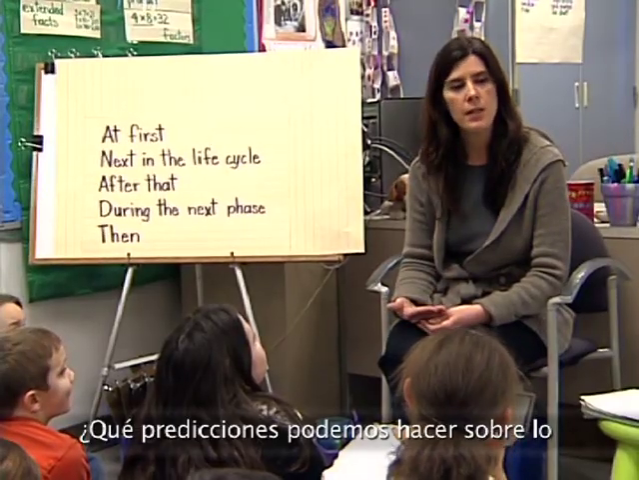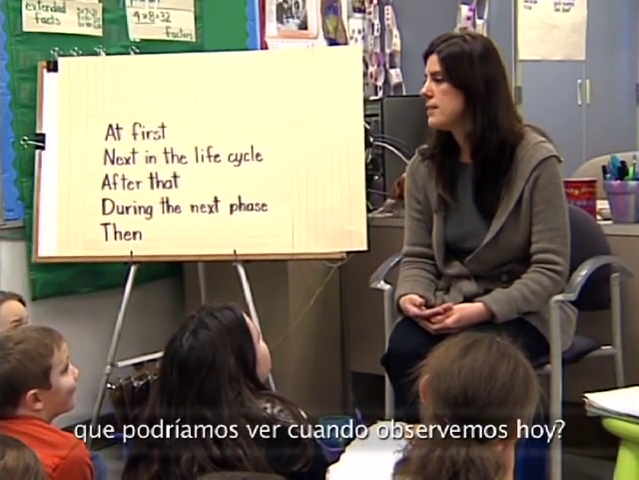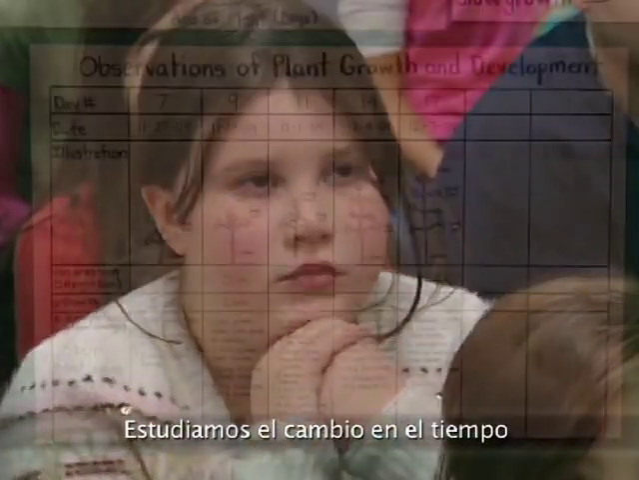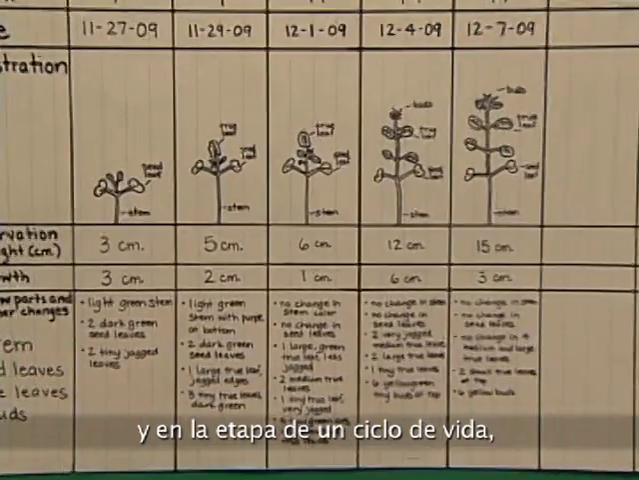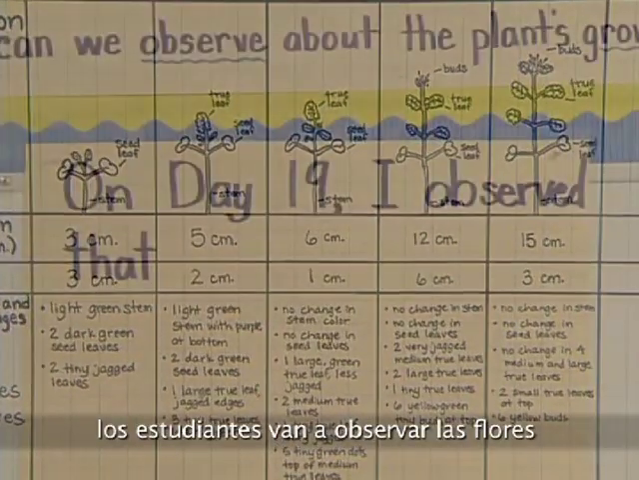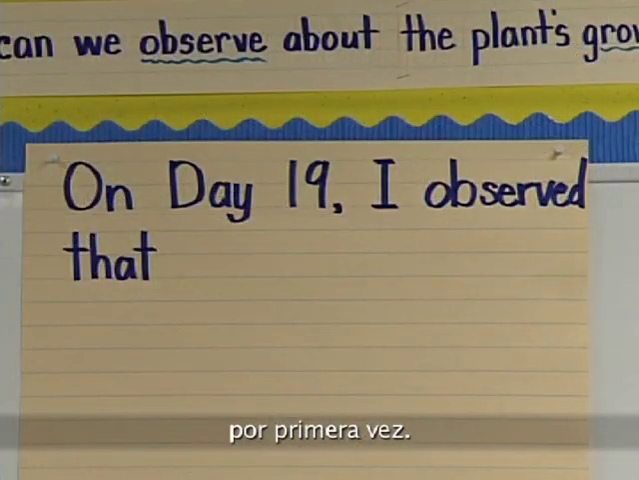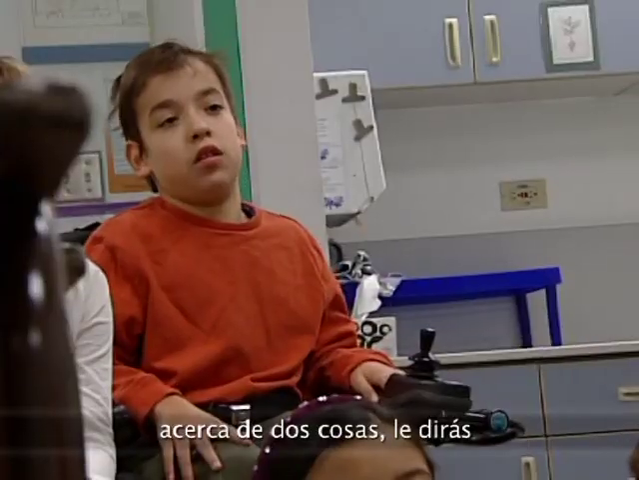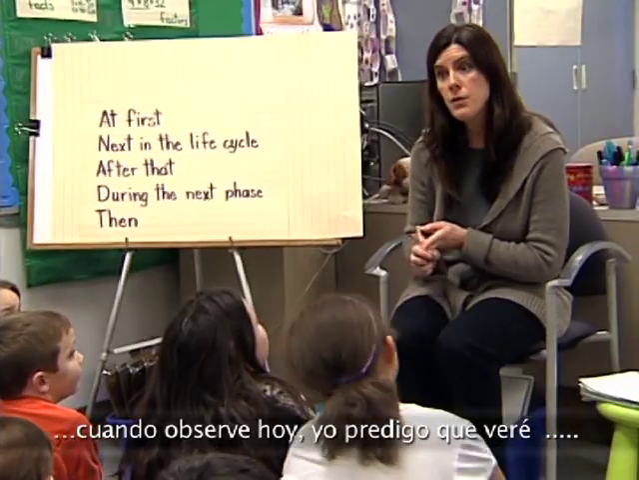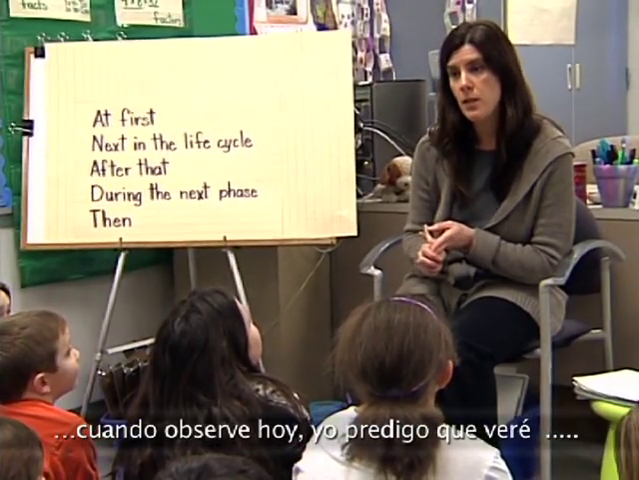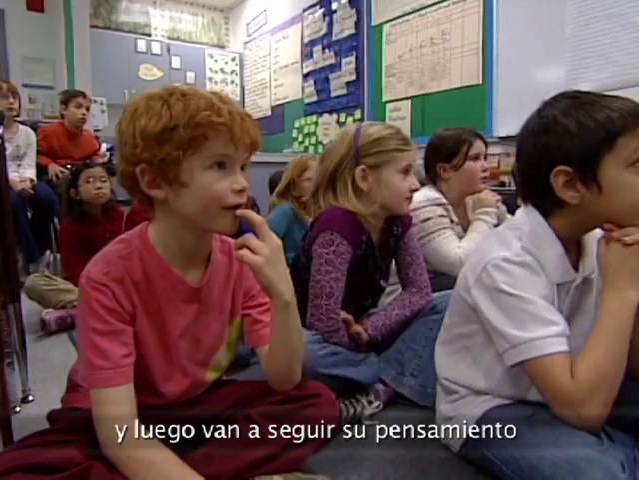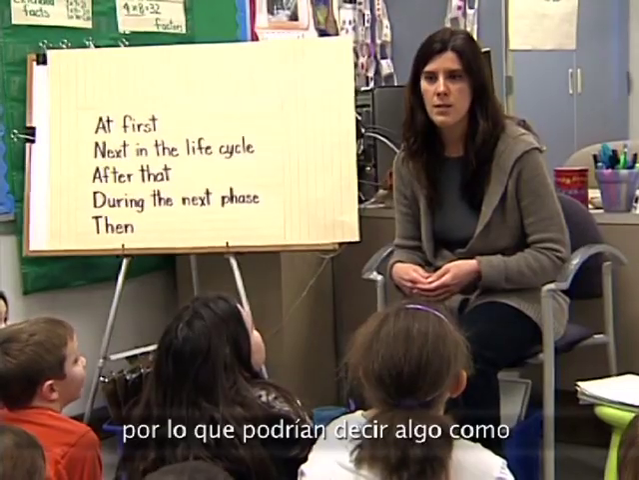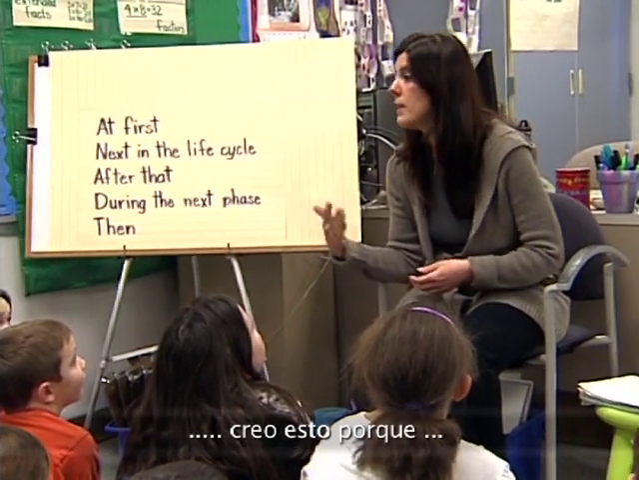What kind of predictions can we make about what we might see when we observe today? We studied about change over time. And at this stage in the life cycle, students were going to observe flowers for the first time. So you're going to talk to your partner about 2 things. You'll tell them, when I observe today, I predict I will see. And then you'll follow up your thinking with some evidence to support your idea. So you might want to say something like, I think this because.